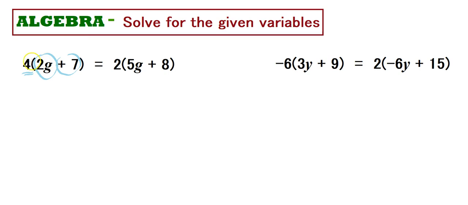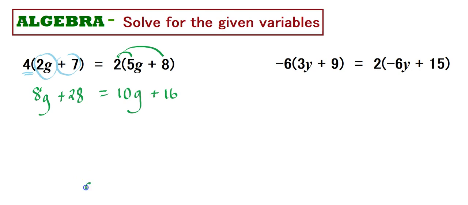So 4 times 2g is positive 8g. And 4 times positive 7 is positive 28. Got an equal sign, let's do the other side. So 2 times positive 5g is positive 10g, and 2 times positive 8 is positive 16. Okay, so now we've got an equation which we can attempt to solve.